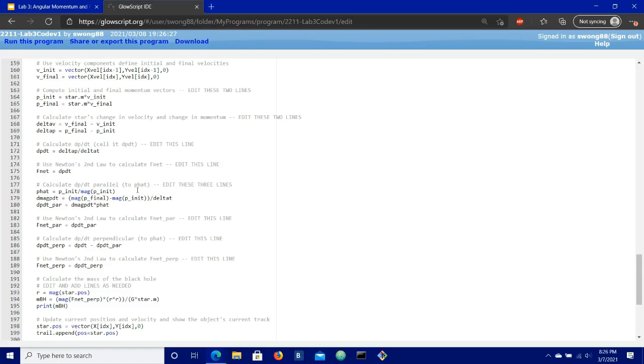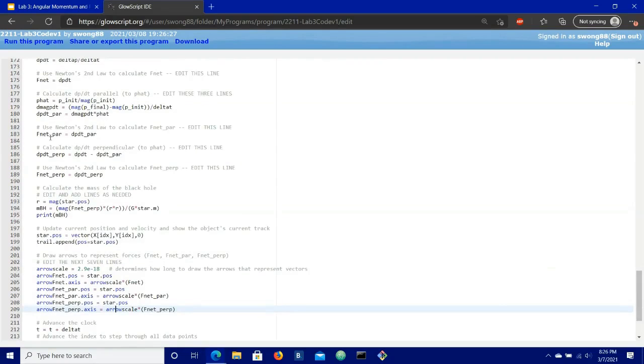We have the calculation for the parallel component of the vector, so we have p hat right here, and the magnitude of p final minus the magnitude of p initial over delta t is the magnitude of the parallel component. The parallel component is just the multiplication of those two, which is equal to the net force parallel. And then we have the perpendicular: for us to make it easy, it's just the change in momentum minus the change in momentum times the parallel component, and that's equal to the F net perpendicular.